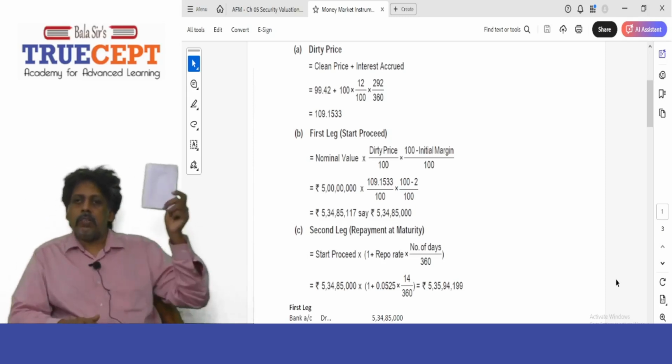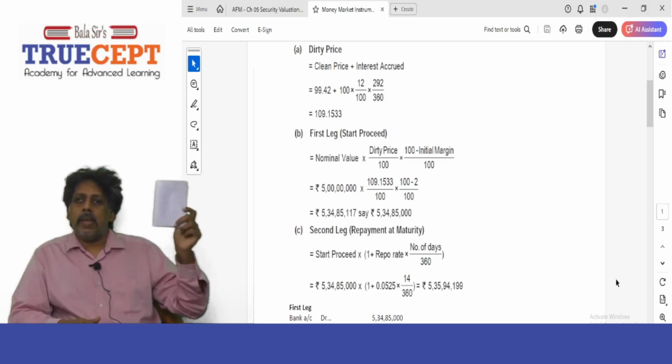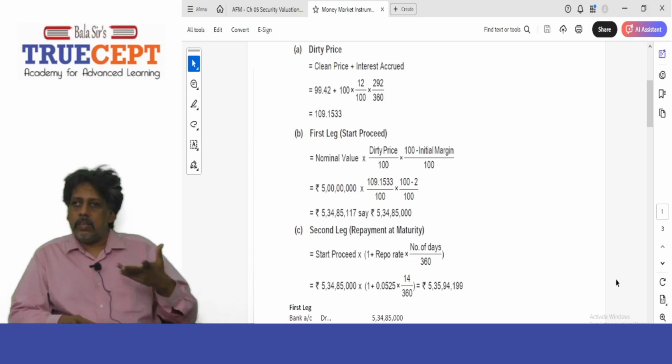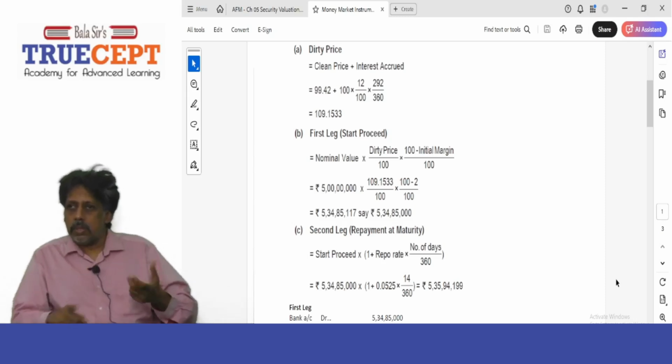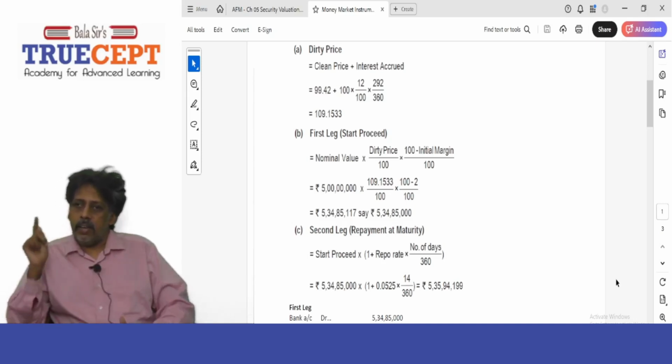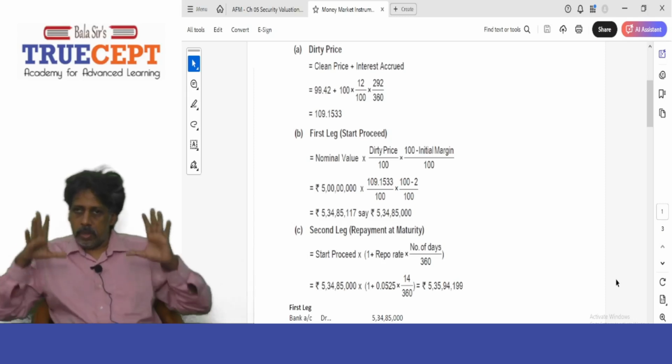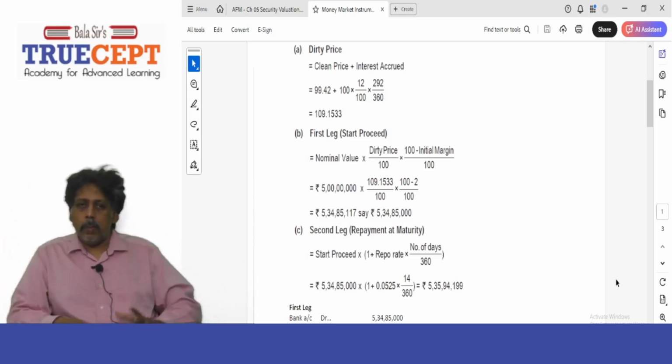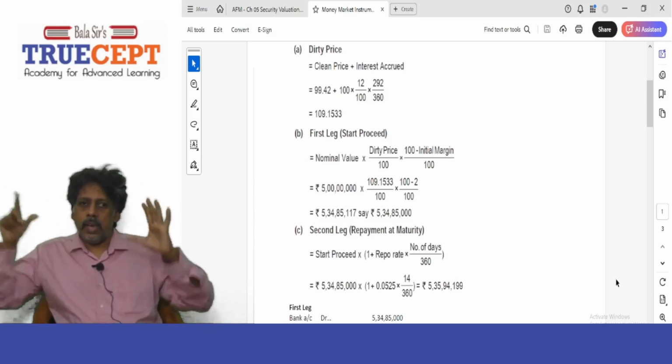That means what is the loan given by bank B to bank A? It is 5 crore 34 lakh 85,117, which has been rounded down to rupees 5 crore 34 lakh and 85,000, right? Yes, sir. That is the loan given by bank B to bank A.